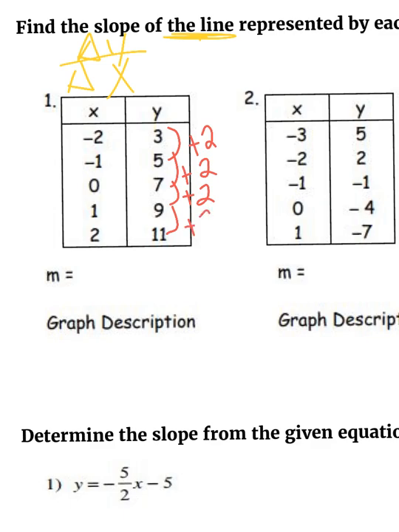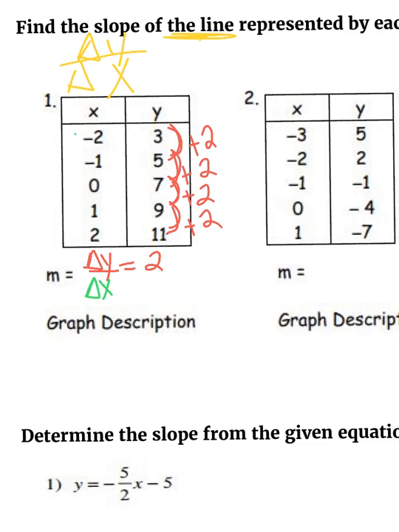9 to 11 is going up 2. We are worried about the change in y, how my y values are changing. So we don't care at this point what the x's are doing. We just want to know how much the y's are changing and if they're changing by the same amount each time. These are changing by the same amount, so I know that my slope, change in y, is that it's increasing by 2. So now let's do our change in x.